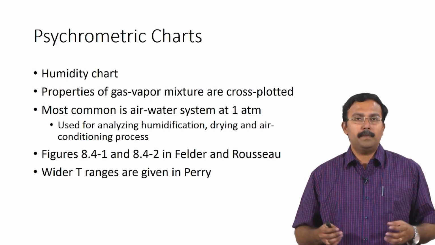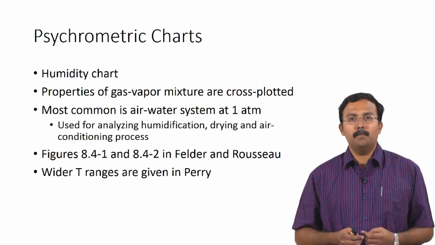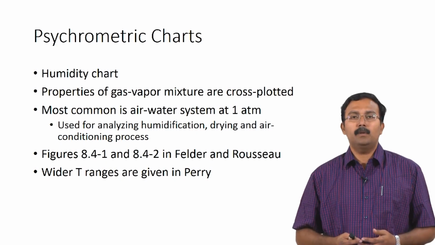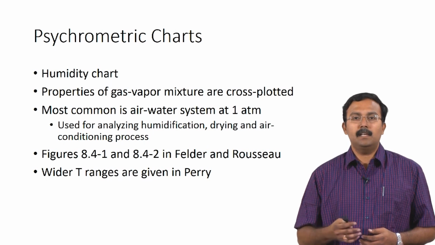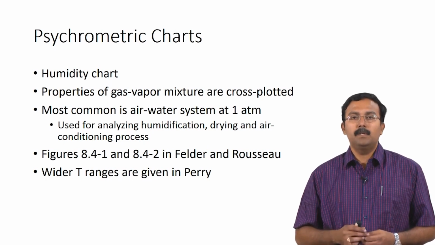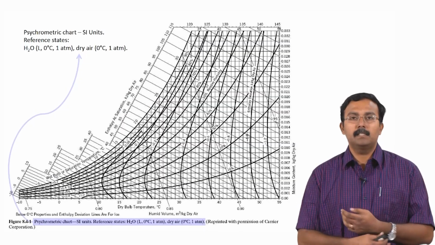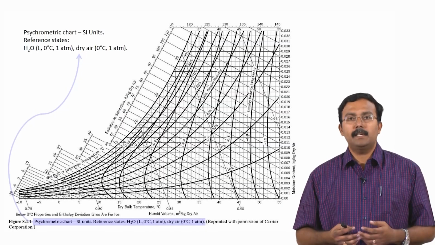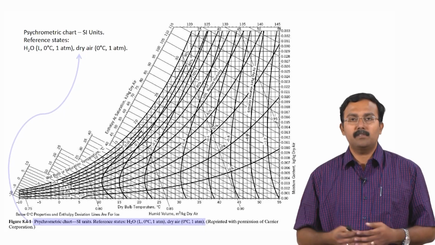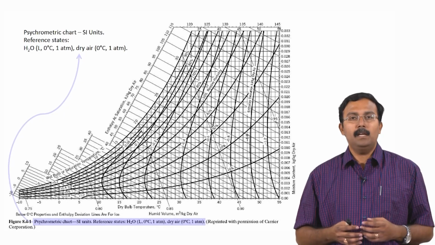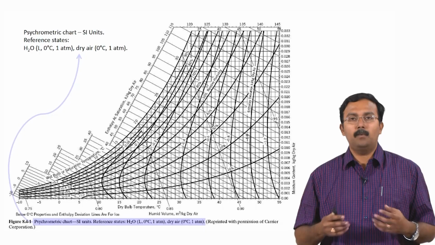A wider range of temperatures can be obtained from Perry's handbook, and there are many other handbooks where you can get such psychrometric charts. The most common one, as I said, is for the air water system, which is what is commonly seen in many industries and applications. However, there are other psychrometric charts for other combinations of gas vapor mixtures as well, but today we will talk only about the air water system.